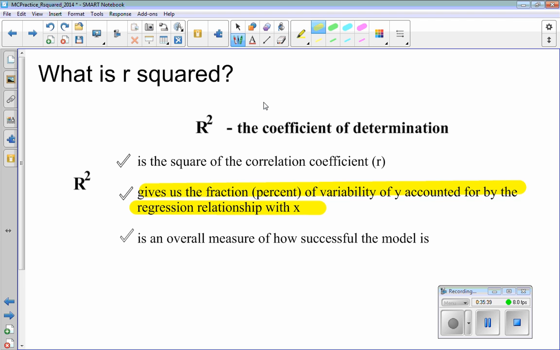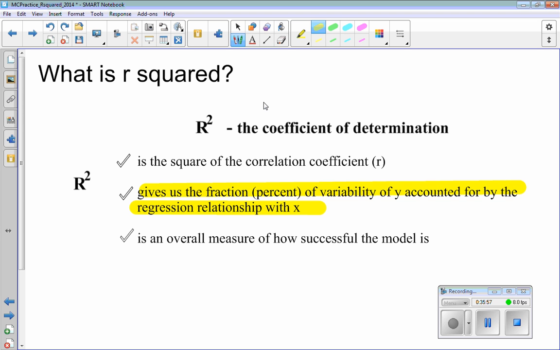R squared gives us a percent, so you'll always have to convert to a percent. Move your decimal place. It gives us the percent of variability. Now hang on, I'm going to stop after every word. Variability. What is meant by variability?